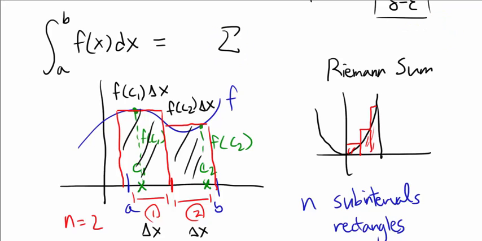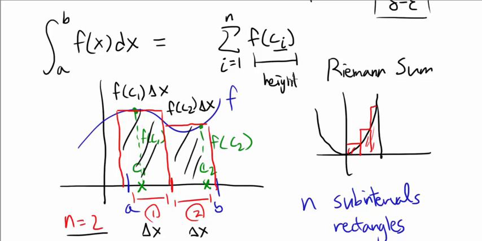We want to sum up all the areas of the rectangles from the first rectangle to the nth rectangle. In this case, n is 2, but we may have 3 rectangles, 4 rectangles, 5, 6, and so on. And we want to multiply f of c sub i. So some c sub i inside its interval, and evaluating the function gets you the height, and multiplying it by delta x, which is the width, gets you the area of the rectangle, and you are summing up the areas of the rectangles. So this is the Riemann sum.